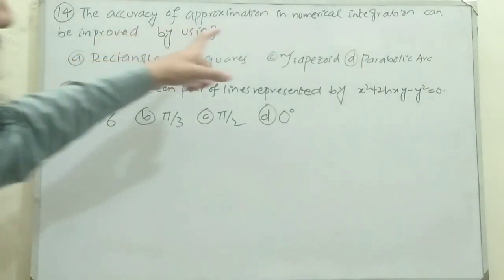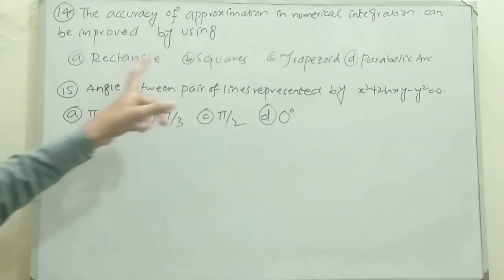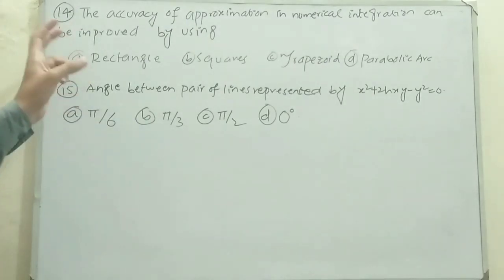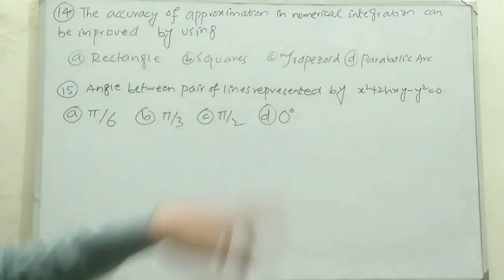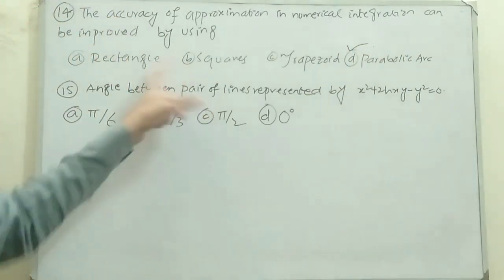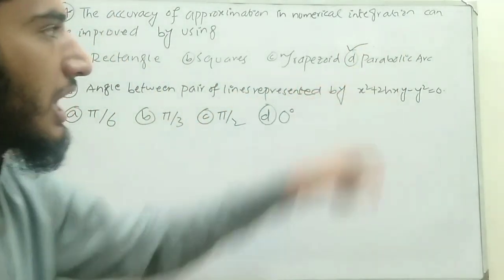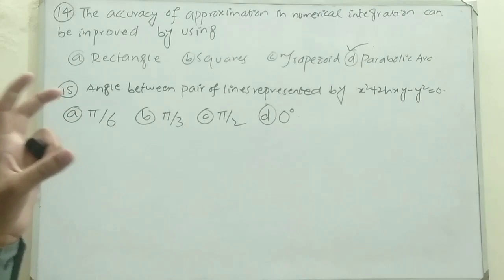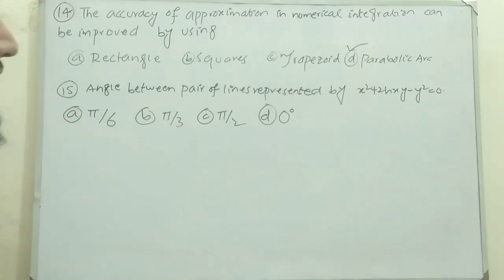It tells that the accuracy of approximation in the numerical integration can be improved by using rectangles, squares, trapezoid, and parabolic arc. So for MCQ number 14, the answer is parabolic arc, option D. We will not use trapezoid, squares, rectangle. We will use the parabolic arc for the second degree polynomial and the Simpson rule for finding the accuracy of approximation of the actual area in the interval AB in the numerical integration. So the correct option is parabolic arc, option number D.